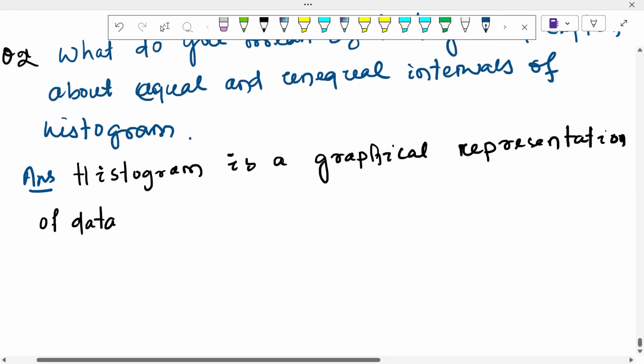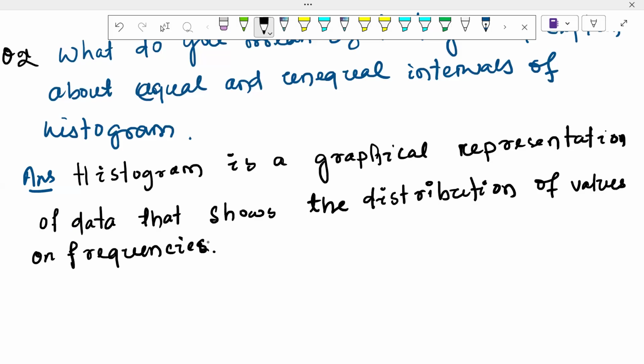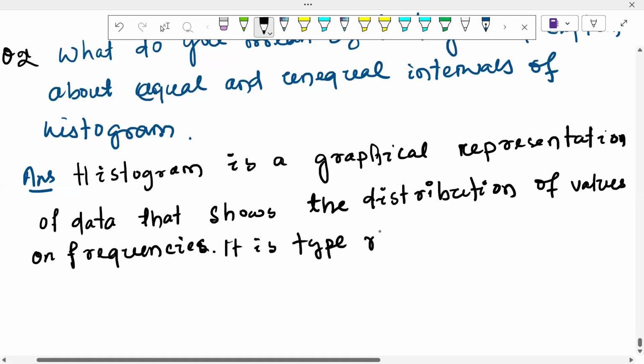Histogram is a graphical representation of data that shows the distribution of values or frequencies. It is a type of bar chart.